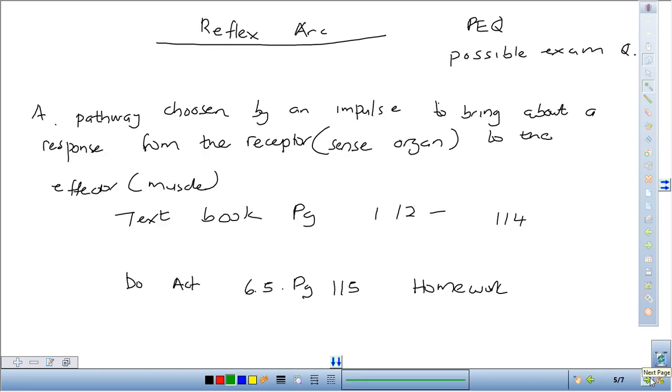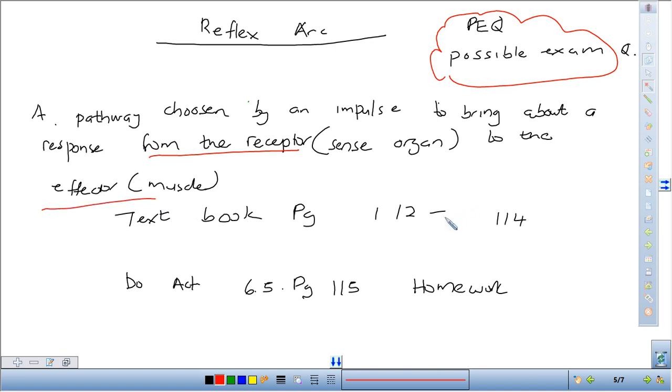So let's start with a reflex arc now. Possible examination question, guys. There's no way that you're not going to get something like this. As sure as you can hear my voice, so sure are you that I'm sure that you're going to get a question on reflex arc. So let's look there. Look, I've pegged it, possible examination question. And let's look at it. What is a reflex arc? It is a pathway chosen by an impulse to bring about a response from the receptor to the effector. Turn to page 112, 114 in your textbook, and you have an activity.